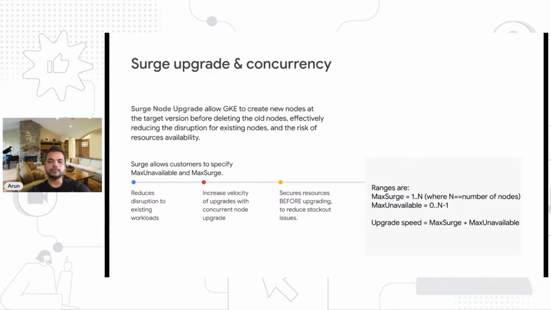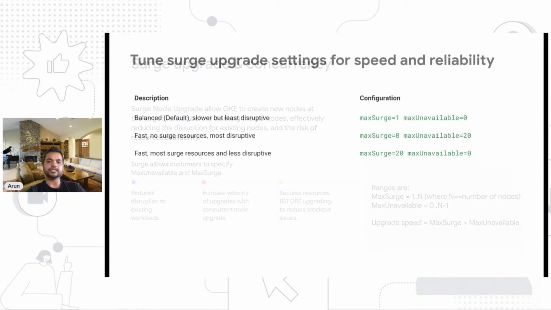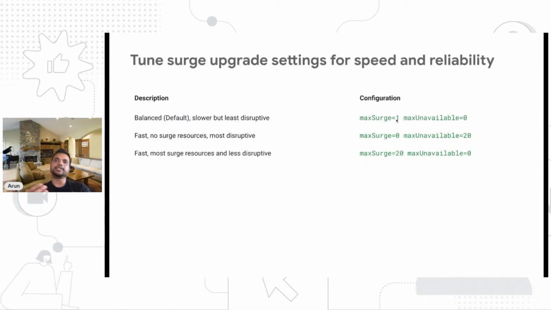So what is max surge? Just want to cover some ground here. If you tune your application, let's say your max surge is 1, and your application has 10 pods, and you provide this setting, max surge equal to 1, then GKE will have one additional pod scheduled, and maximum unavailable 0.